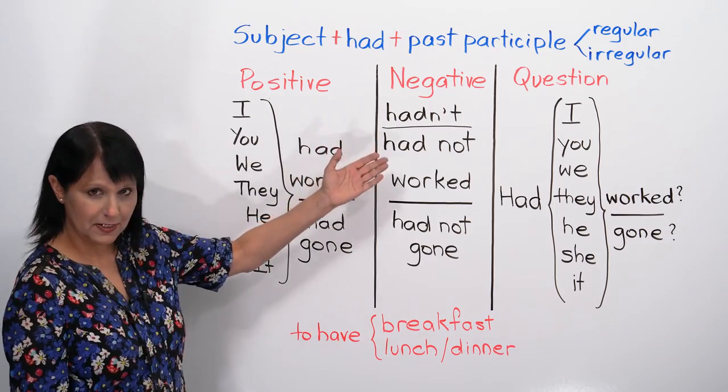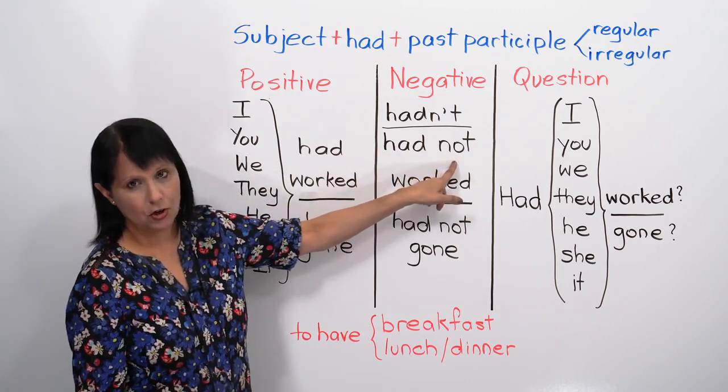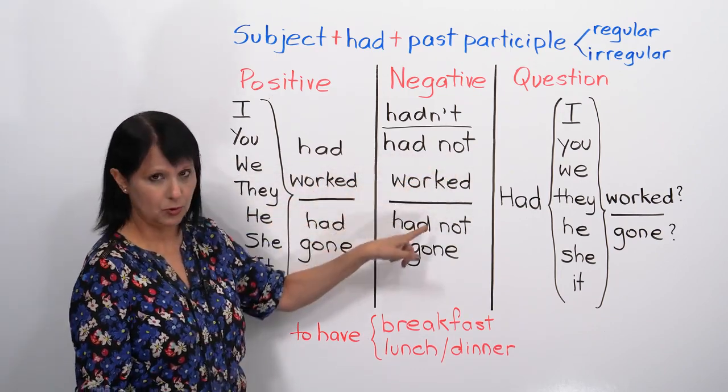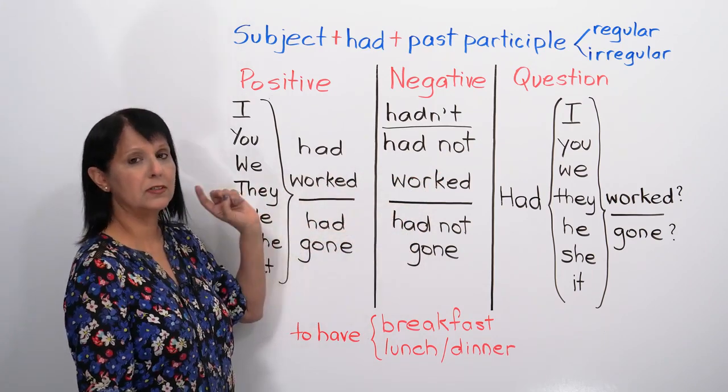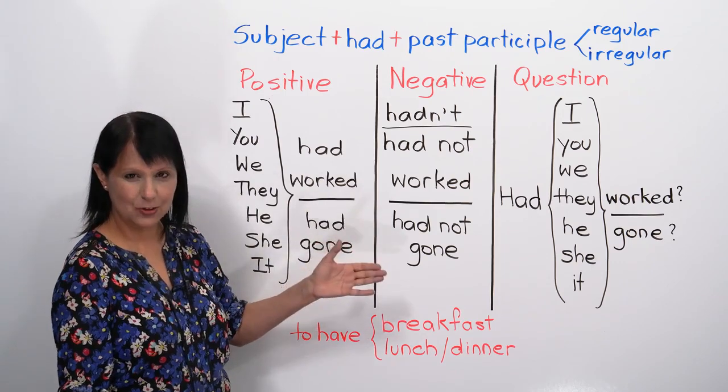Next, in a negative sentence, we're basically adding "not" to this. Okay? Instead of saying had worked, we're saying had not worked. I had not worked. You had not worked. We had not worked, and so on.